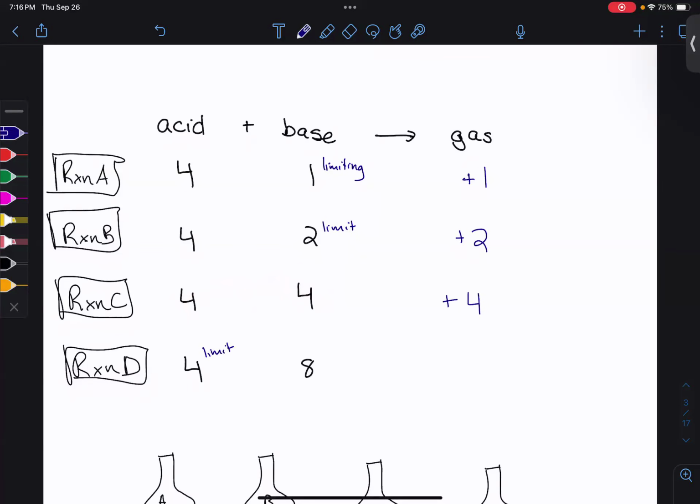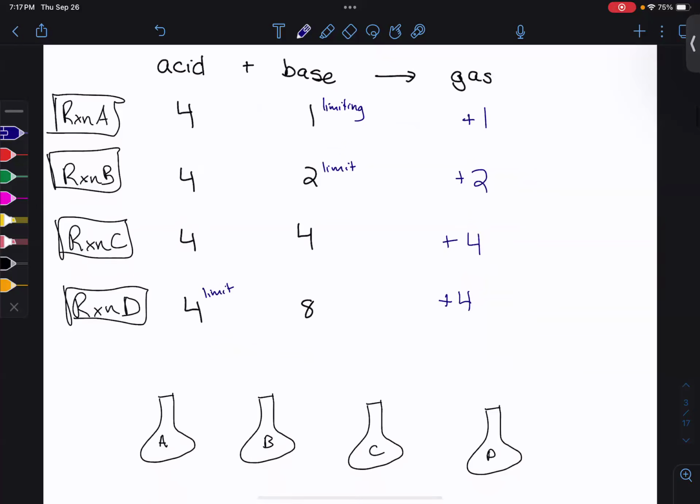So even though, notice, we added more base, more base, more base, more base, there's a certain point where we add so much base that it is no longer the limiting reactant, it's actually the excess one. So here, how much gas do we make in this example? All of these are mole amounts. So that's where a BCA table is really useful if it's all mole amounts.